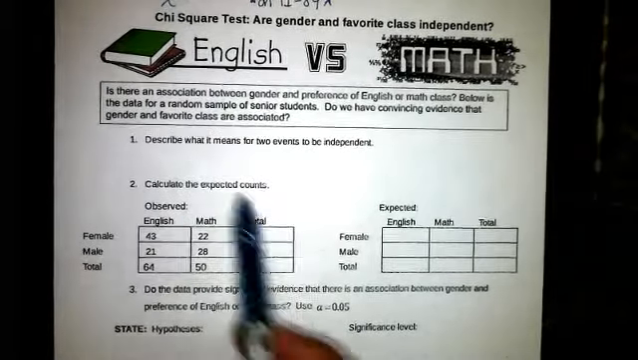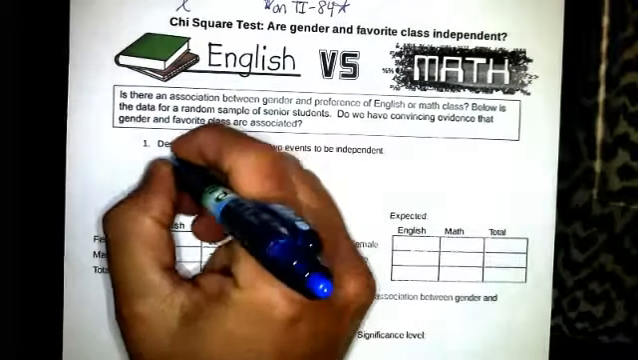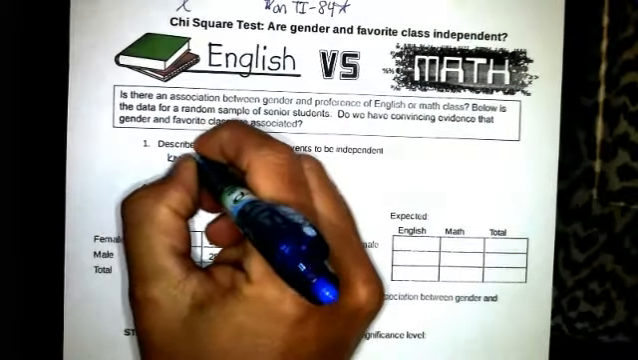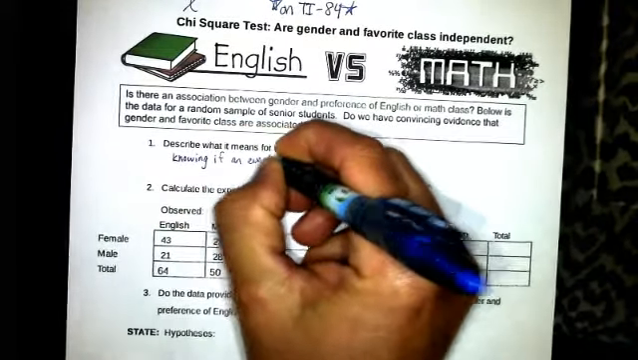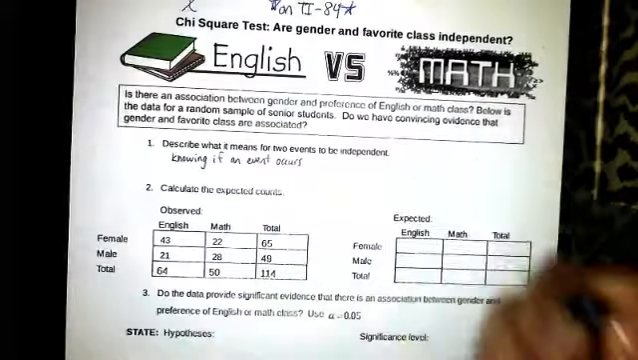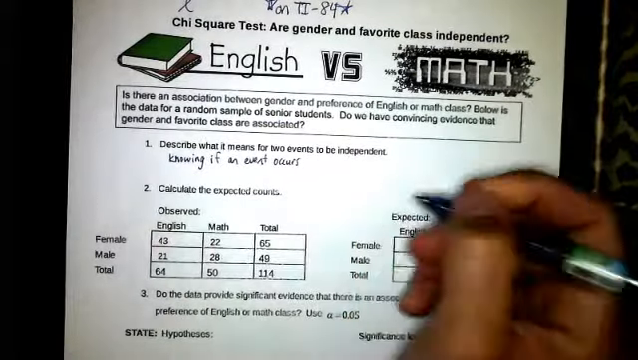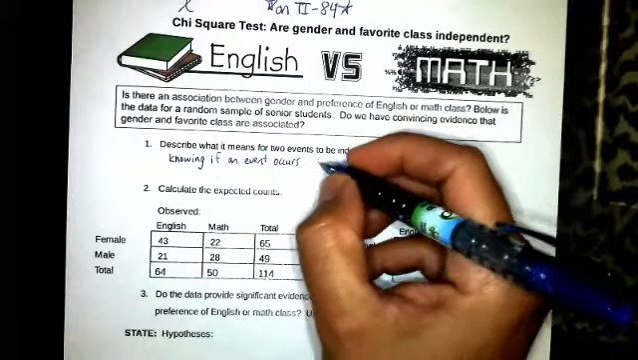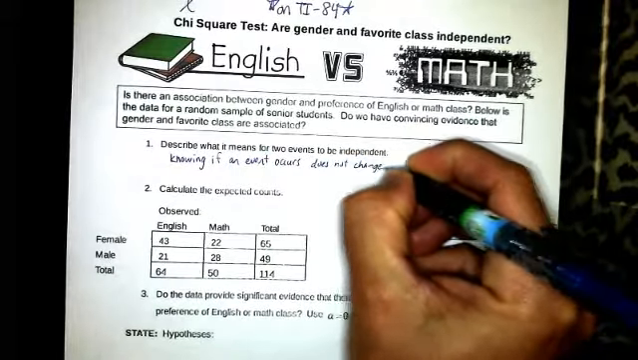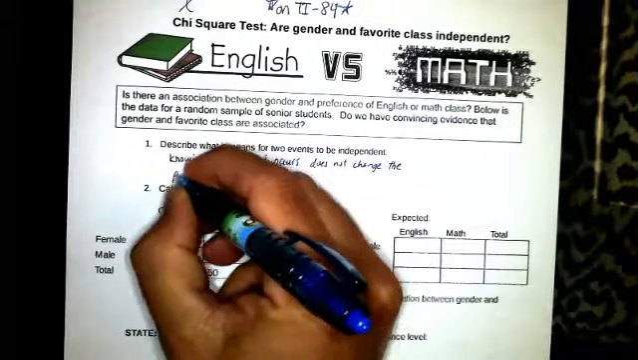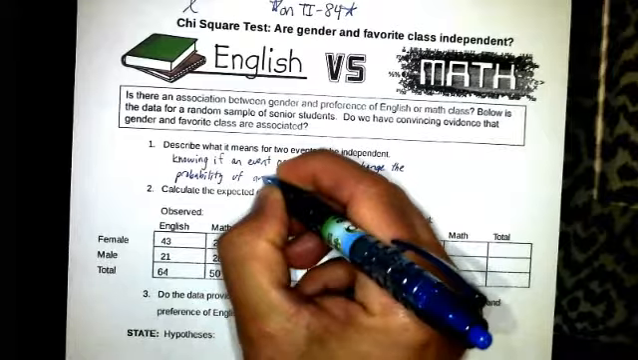And then we have our first question: what does it mean that two events are independent? So two events are independent if we know an event occurs, so if someone is male or female, that doesn't affect whether they prefer English or math. So knowing if someone's gender occurs does not change the probability of another event occurring.